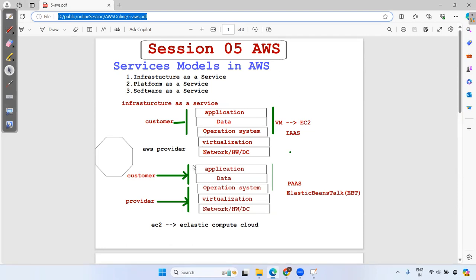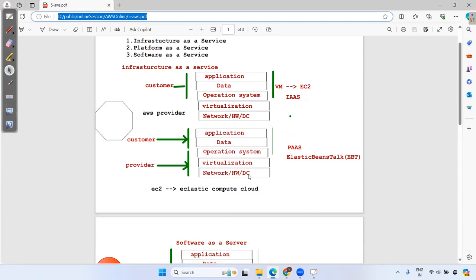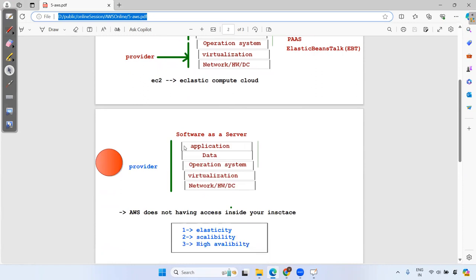When you go with platform as a service, they provide everything up to the operating system. The provider takes care of the operating system. That service is Elastic Beanstalk. If you go with software as a service, there is no need to take care of anything. Just go to the service provider like AWS, and AWS takes care of all these things.